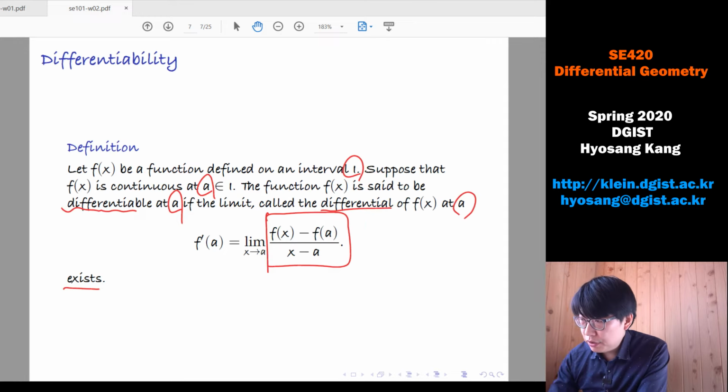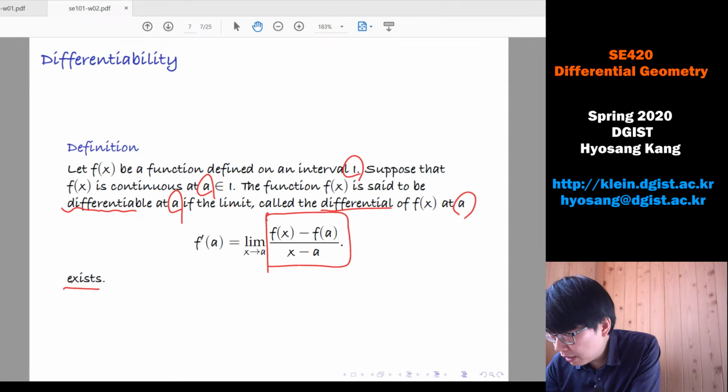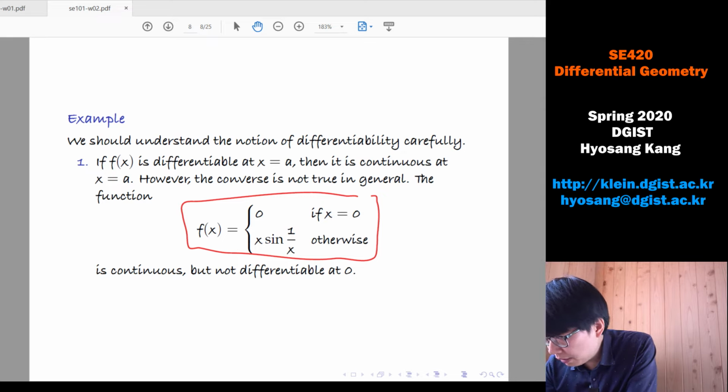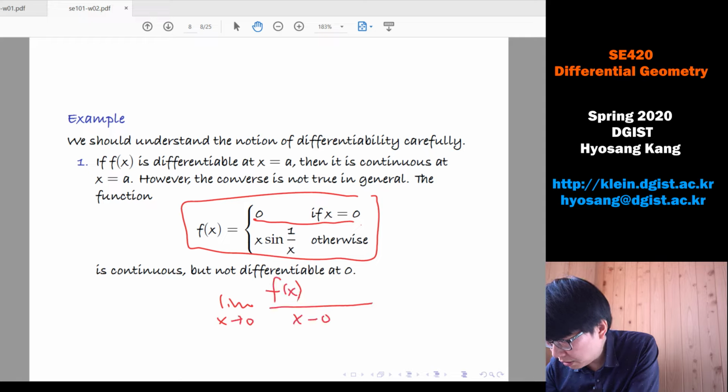So, in the definition, you have to have a value at the point where you're going to check the differentiability of a function. So f(0) has to be defined. But now we already defined f(0), so you can try to compute the limit here. f(0), and then this becomes the limit as x goes to 0, and now f(0) is 0, so we get f(x).